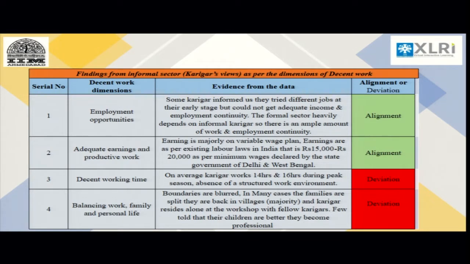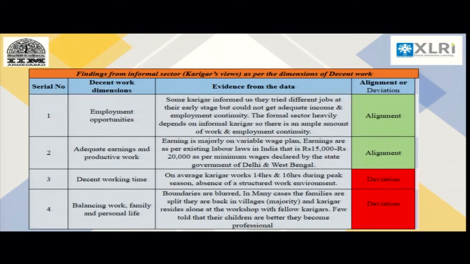Why? Many of the karigar informed us they tried different jobs at an early stage but could not get adequate income and employment continuity. The formal sector heavily depends on informal karigars, so there is an ample amount of work and employment in this industry. Even for semi-skilled workers or artisans, there is no dearth of jobs. Employment opportunities are available. There is an abundance of jobs. Therefore, this dimension has been matched as per the decent work framework in this particular industry.